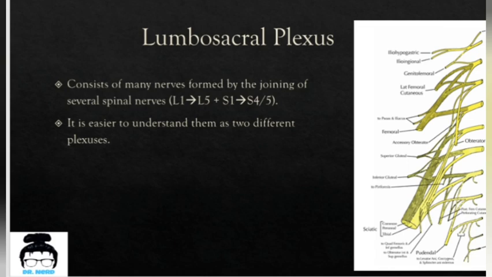Now let's talk about the lumbosacral plexus. It consists of many nerves formed by the joining of several spinal nerves, L1 to L5, in addition to S1 to S4.